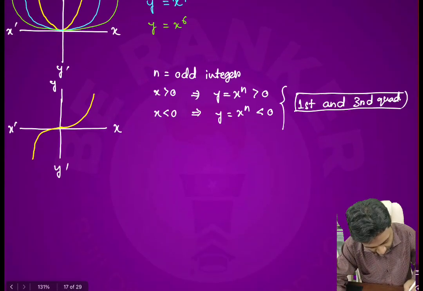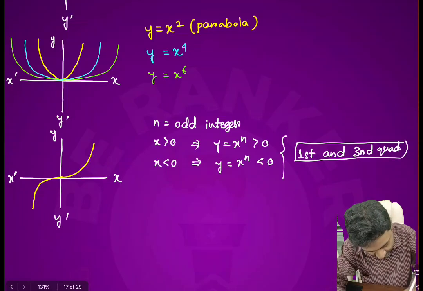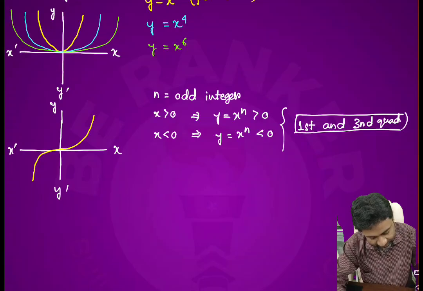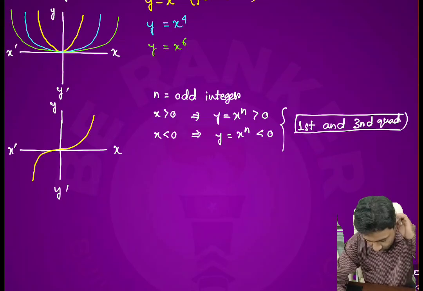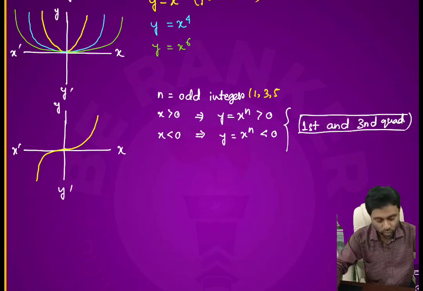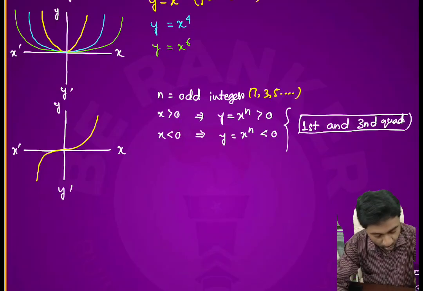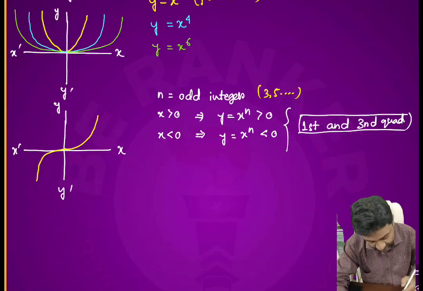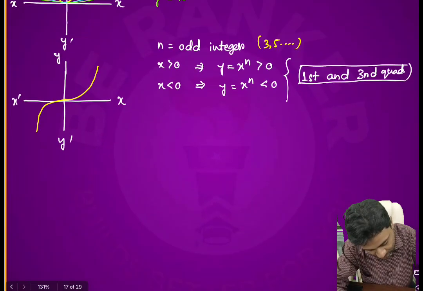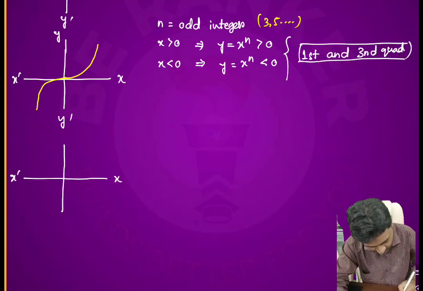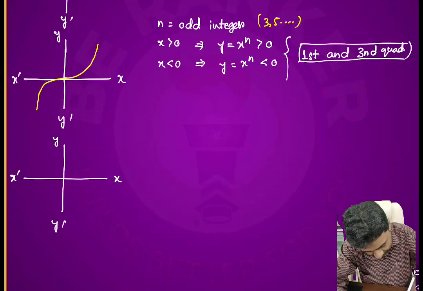So the graph will look somehow like this. This is the part in the first quadrant. This is the portion of the graph in the third quadrant. For different values of n, when n increases actually, the graph becomes more and more widespread. But remember, odd integer means n can take values of 1, 3, 5, etc. Except for 1. When n is 1, we can exclude 1 from this graph, because if n is 1, the graph assumes a straight line form. Like this.